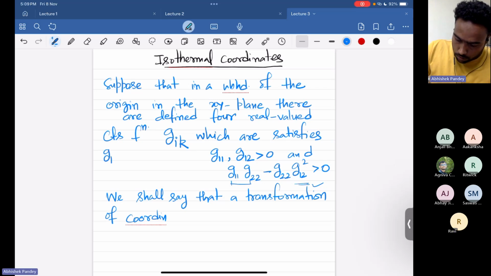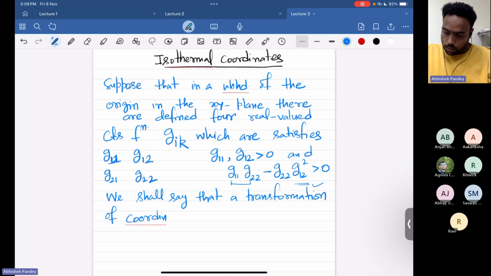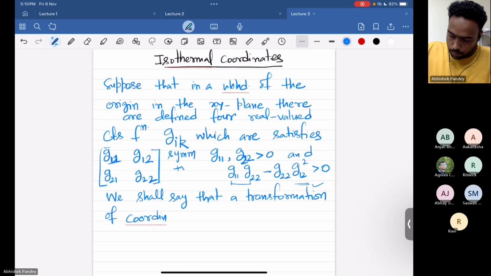So this is symmetric. Sorry, G11 and G22 is strictly positive. Yeah, correct. So basically this g_ik is an element of symmetric matrices.